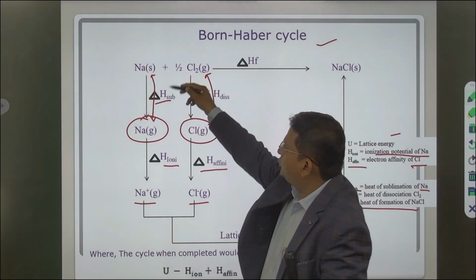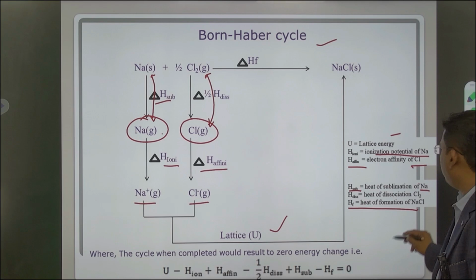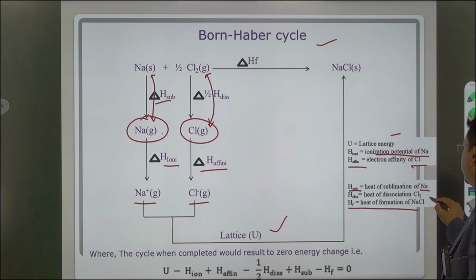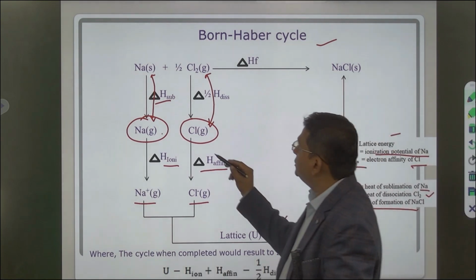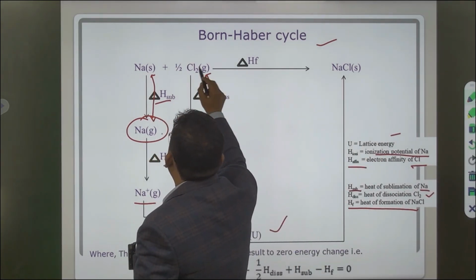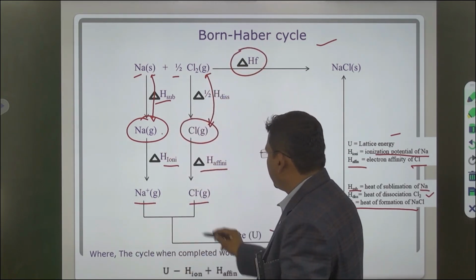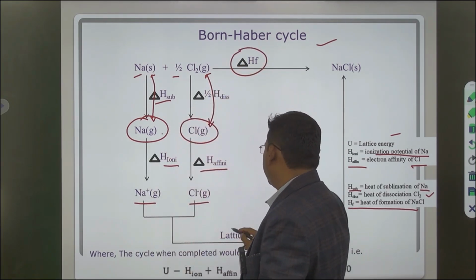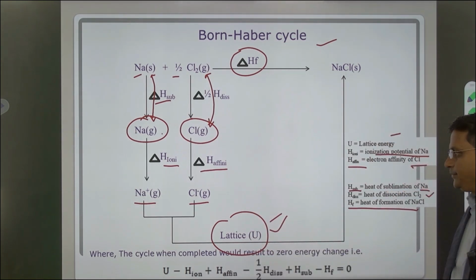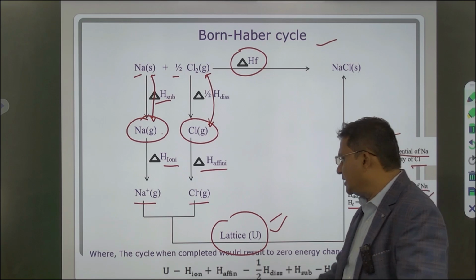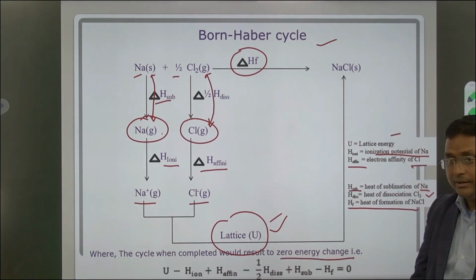When solid sodium and half a mole of chlorine gas form, it is the dissociation energy. When the solid and gas react, it is the heat of formation, and when both gaseous ions react, it is the lattice energy. Where the cycle is completed, it results in zero energy change. See how.